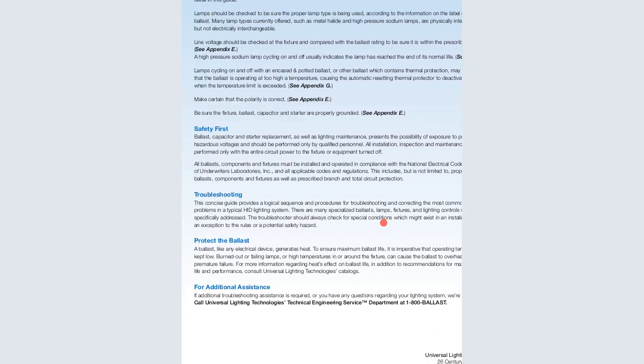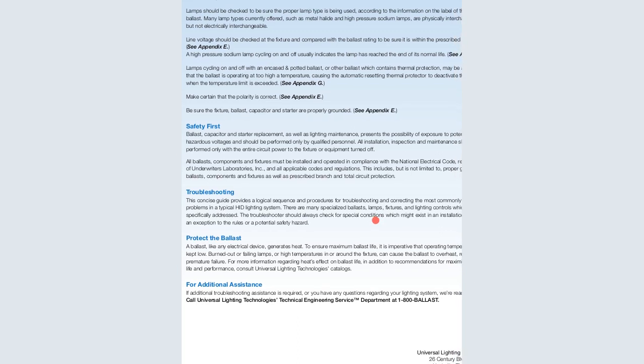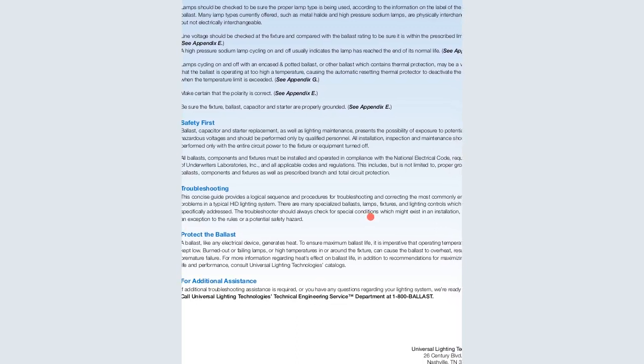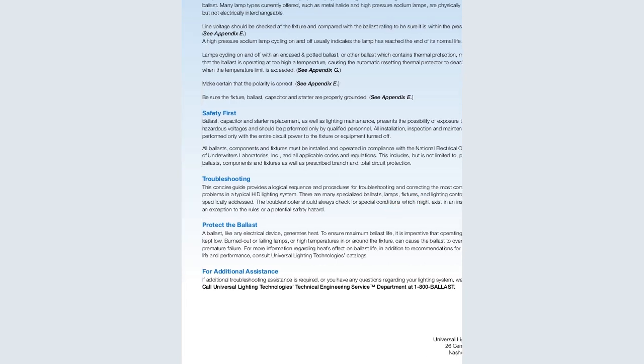A high pressure sodium lamp cycling on and off usually indicates the lamp has reached the end of its normal life. So the lamp cycles on and off with an electronic or other ballast which contains thermal protection. Another thing is safety.